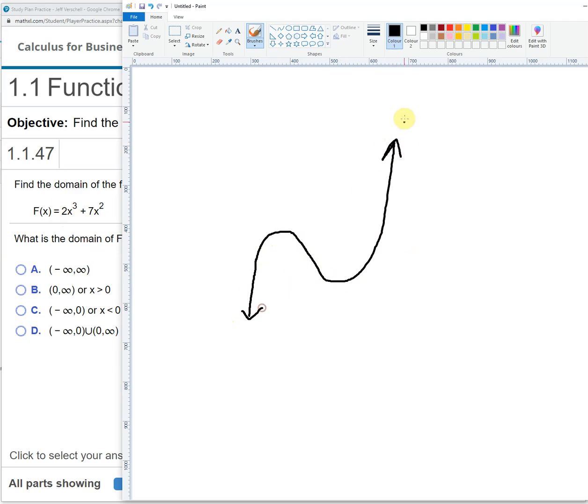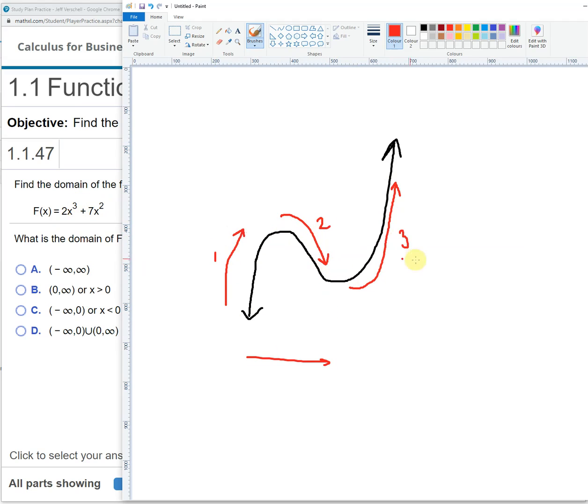Notice I have 3 directions. First, as I go left to right, first I'm going up. That's one direction. Then it's going down. That's my second direction. And then I'm going back up. 3 directions. And there's your power of 3.